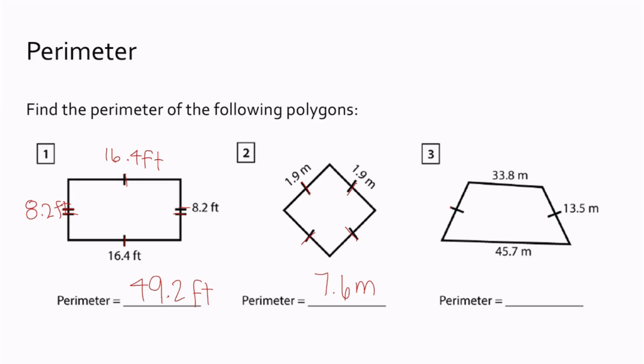And then on this last one, again, I have 1 hash mark here and 1 here, which means this side is the same as this side. So I have 13.5 plus 33.8 plus 13.5 plus 45.7, which is 106.5 meters.